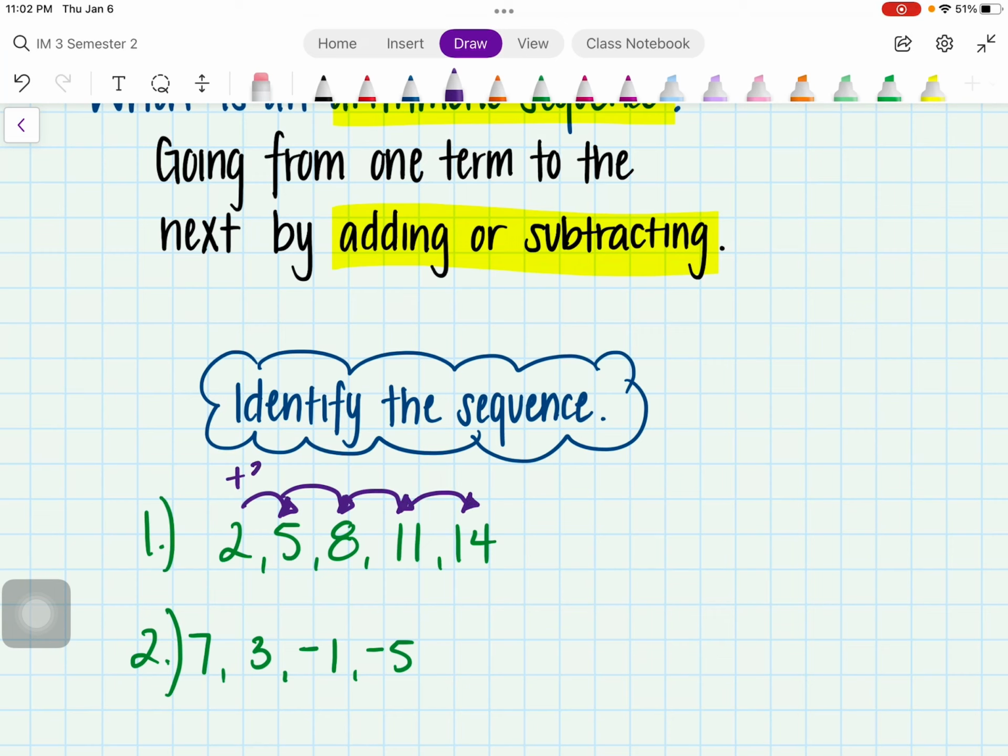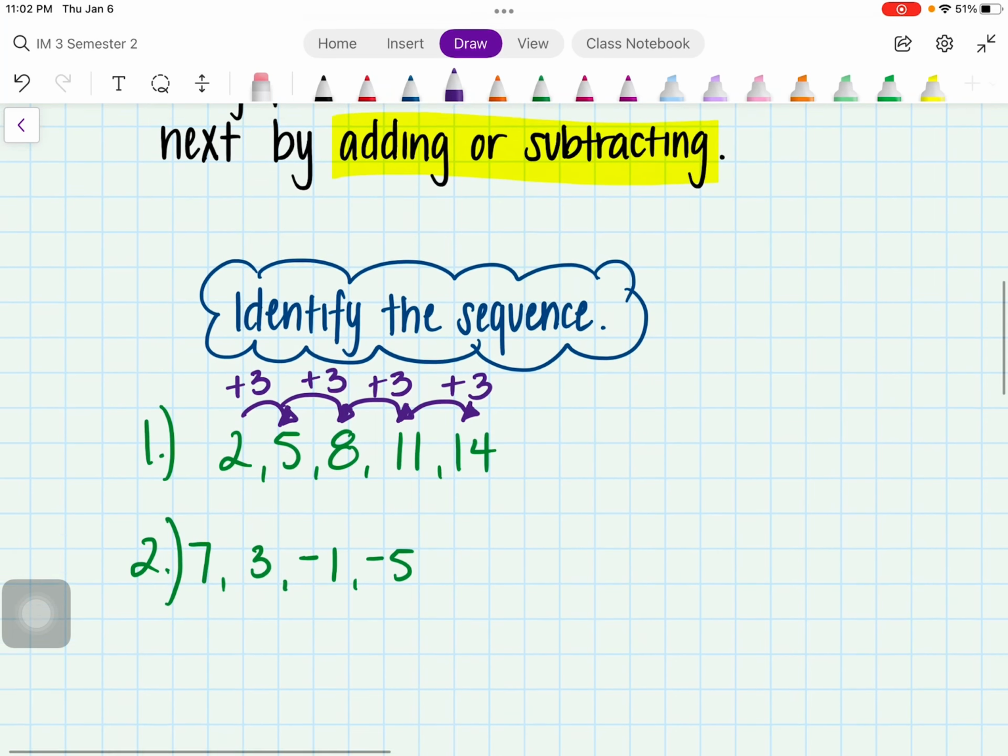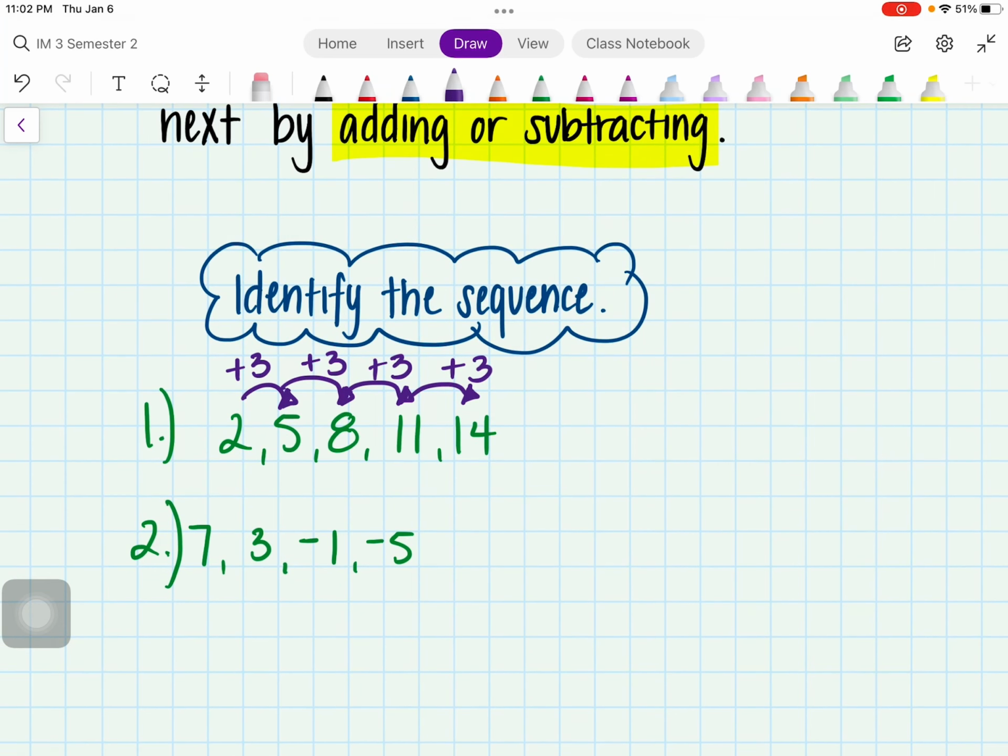And in this case, how do we go from 2 to 5? We're actually adding 3. From 5 to 8, we're also adding 3. 8 to 11, adding 3. And 11 to 14, we're adding 3. So that's the sequence there. We're adding 3 each time to get to our next number.